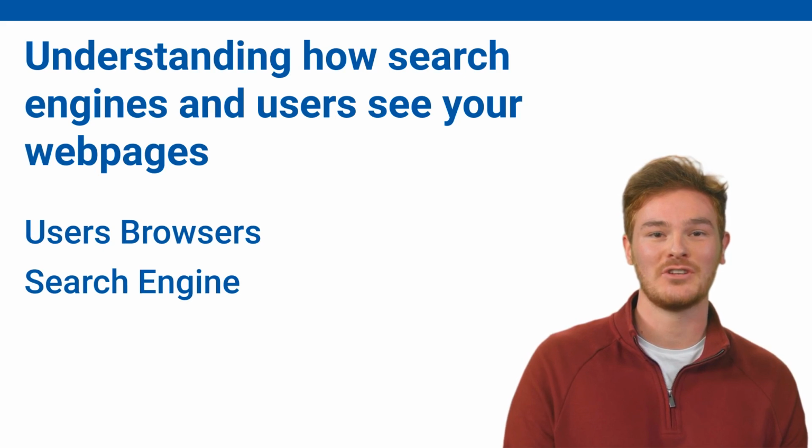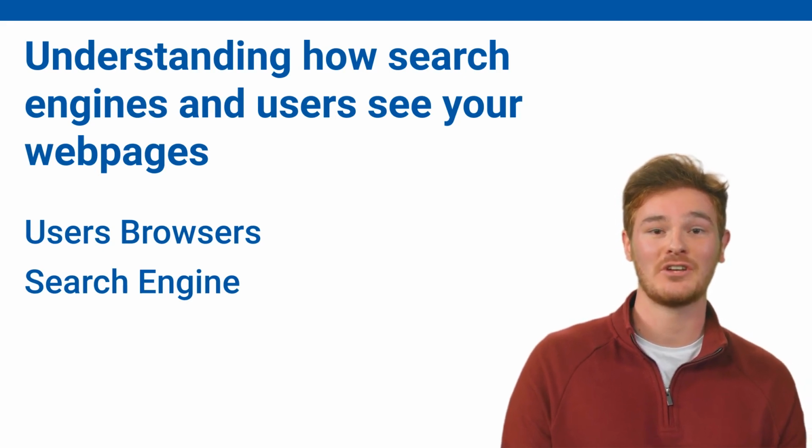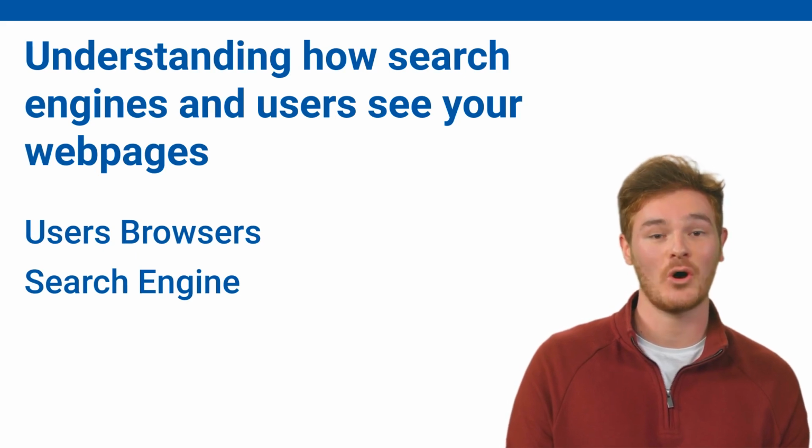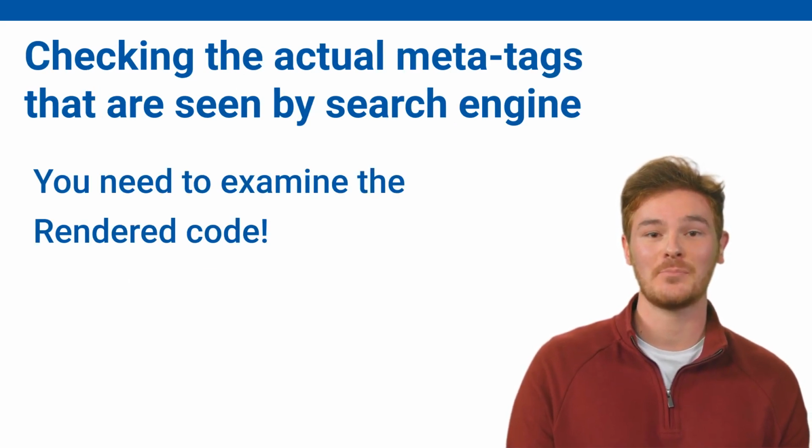Web browsers and search engines automatically render the raw HTML and JavaScript web page code. This automatic rendering process transforms the raw code into the interactive and visual elements that users see. To examine the meta tags that search engines see, you need to view the rendered version of your web page's code, and not the CMS raw output.